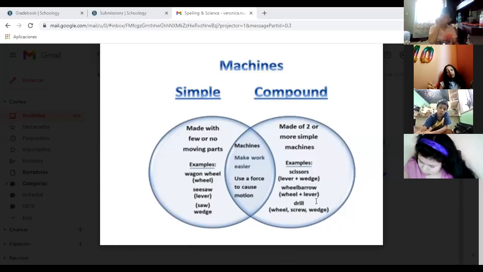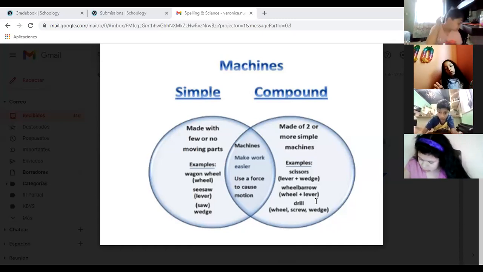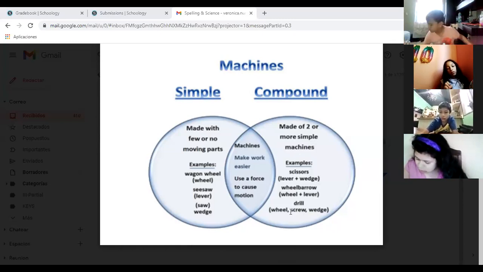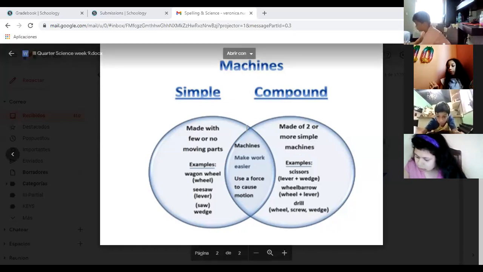A drill is like a taladro. Es un taladro, actually. So it can make holes, right? Has wheel, porque da vuelta. Has a screw, y tiene filo, tiene un wedge.